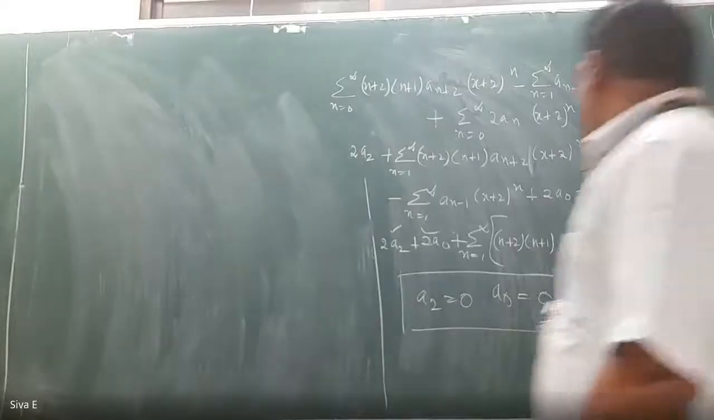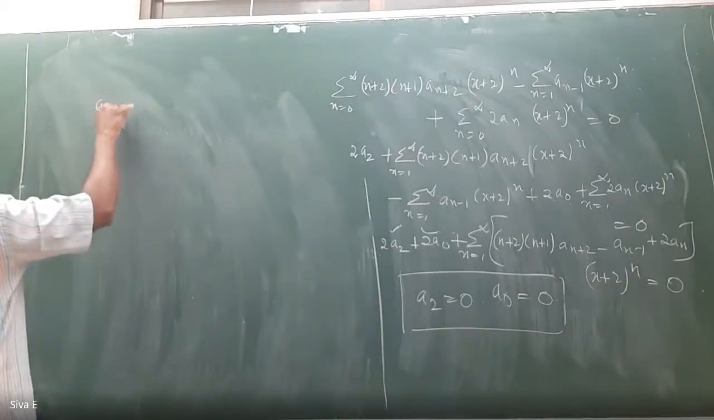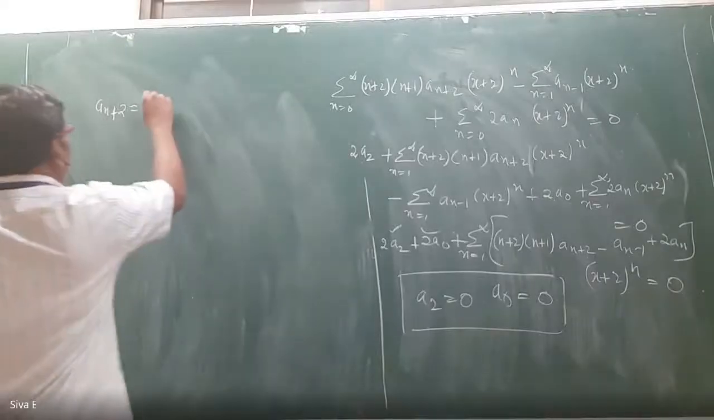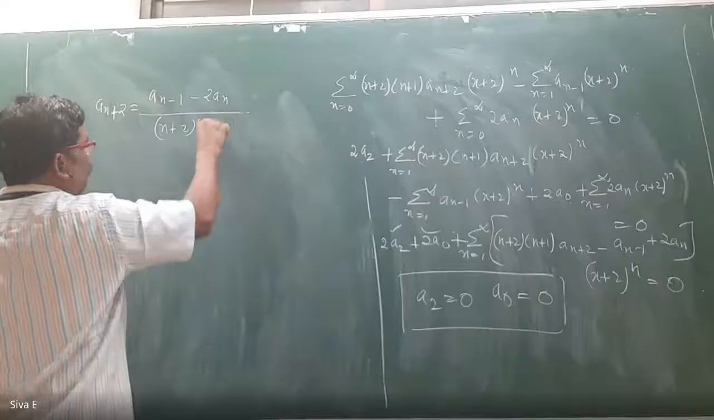இல்ல அது ஓகே, an plus 2 சொல்றீங்க. an plus 2 equal to an minus 1 minus 2an by n plus 2 into n plus 1. Correct. Simple.